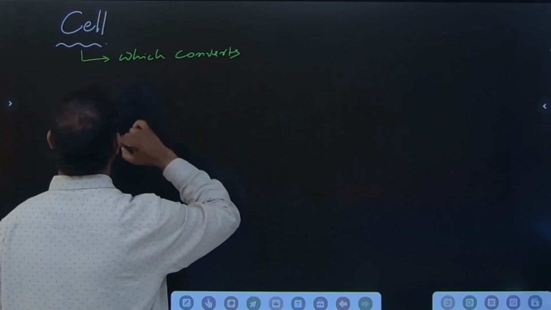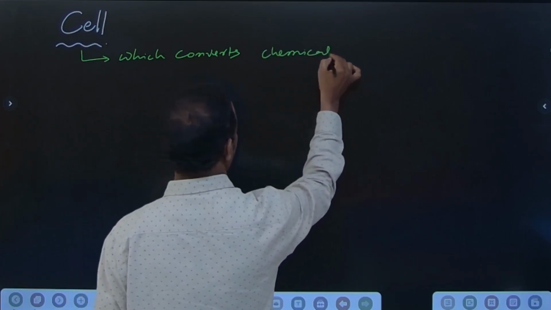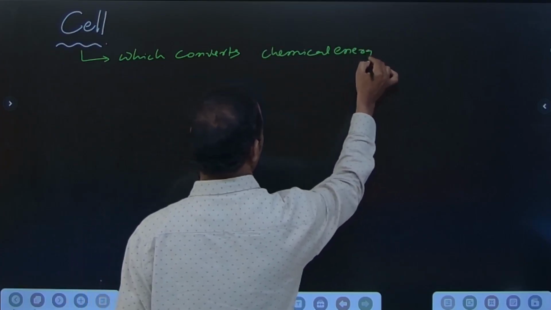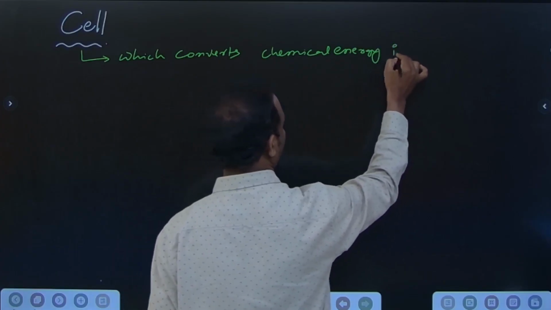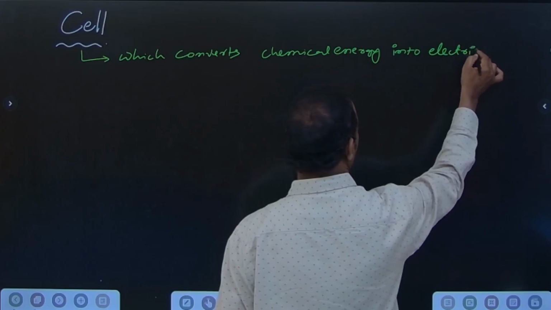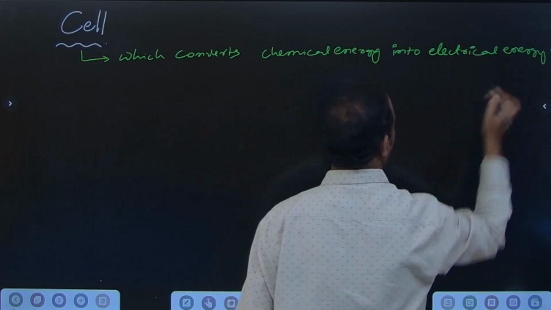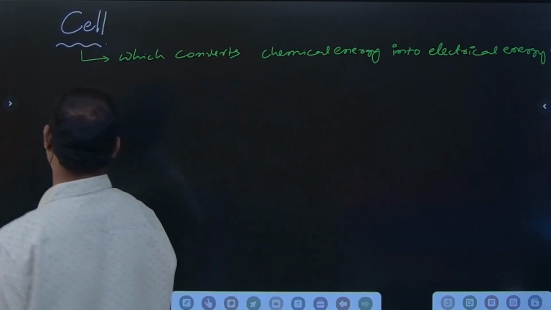converts chemical energy into electrical energy. Chemical energy is converted into the electrical energy.